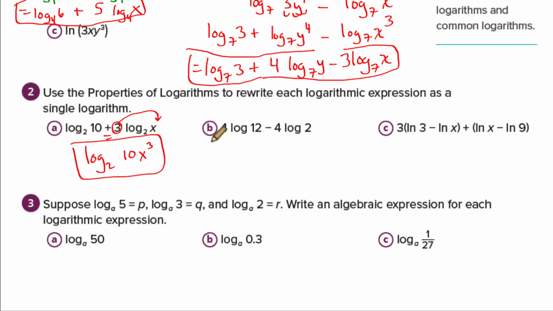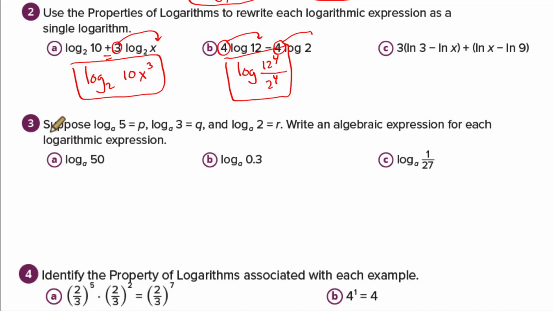Let's try the next one. We know this 4 can go up onto the 12, and this 4 can go up onto the 2. So this is going to equal log of, remember we can only write one log, so it's going to be the log of 12 to the 4th. And we're subtracting logs, that means we have to divide. And this is going to be 2 to the 4th. And I'm just going to leave it like that. Could you figure that out and get a number? Yeah, of course you could. But we're practicing our logs, we're not doing that.